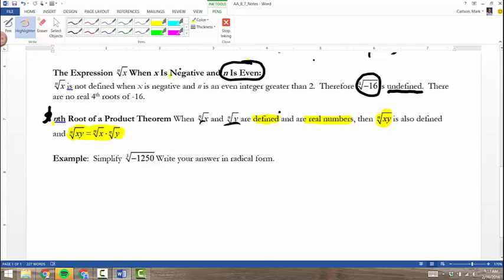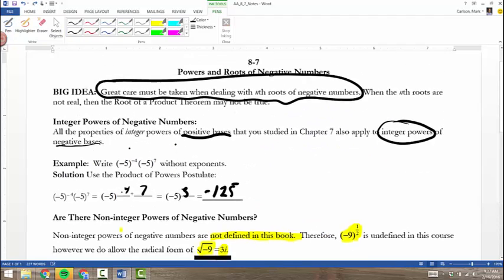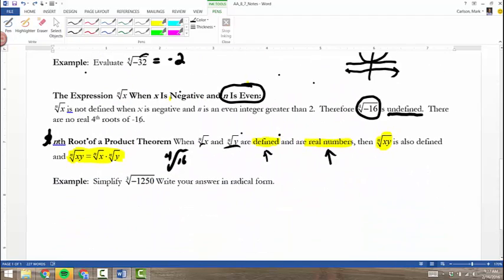But there's a couple key things here. Number one, each one of them has to be defined. And number two, they have to be defined as real numbers. In that case, we can say the nth root of xy is equal to the nth root of x times the nth root of y. So if I'm saying the fourth root of negative 16, let's try that again, the fourth root of negative 16 here, make this a negative, times the fourth root of, say, 8, I can't multiply those together because the fourth root of negative 16 is not defined.